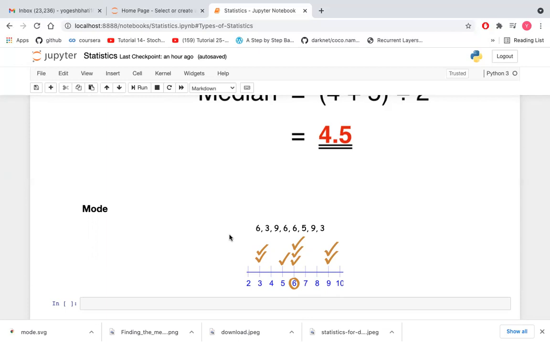So mean, median, and mode mostly come under descriptive statistics, in which we describe and summarize the data based on central tendency. So in this way mean, median, and mode work, and this is how we calculate them.